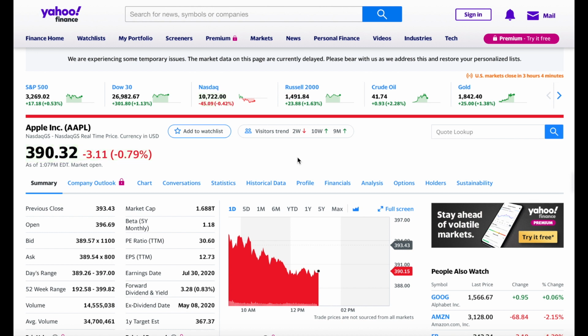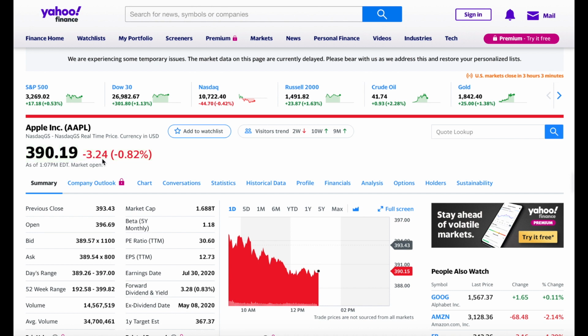I invest in them heavily. I think I have almost $80,000 in just Apple alone in my portfolio. So, yeah. But let's take a look here. Apple is currently trading at $390.22. It's going up and down so fast I can't keep up. But basically, this is an overview of what they're currently trading at.